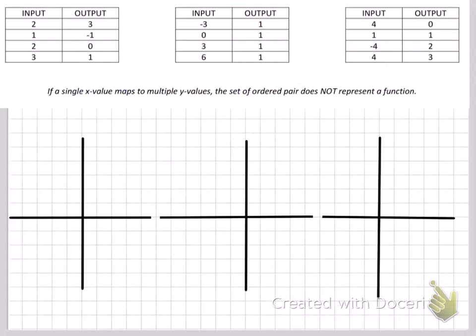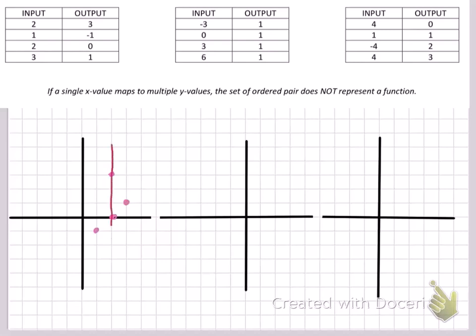Let's revisit these tables of values. If you were getting confused by whether the x can repeat or the y can repeat, one easy way to help yourself understand this is to simply plot these ordered pairs. So let's take the first example. Let's plot 2, 3, and let's plot 1, negative 1. So that's going to be right here. And then let's plot 2, 0. So that's right here. And then let's plot 3, 1. So that's right here. So we can apply the vertical line test to these ordered pairs.